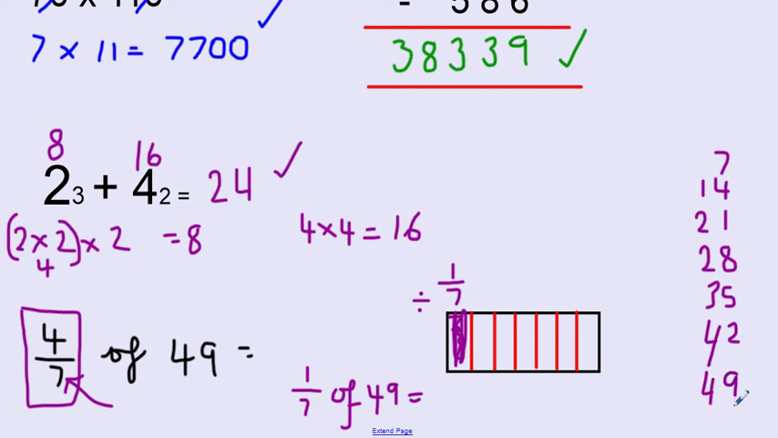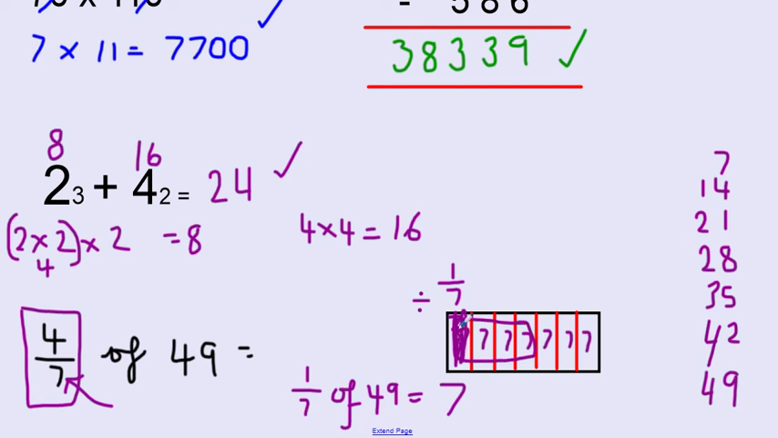49 divided by 7 is 1, 2, 3, 4, 5, 6, 7. So I know that this 1 part here is the same as 7. But I want to know what 4 parts are. Now if each of these are worth 7, how many will 4 parts be worth? 1, 2, 3, 4. So I'm looking at this section here now.